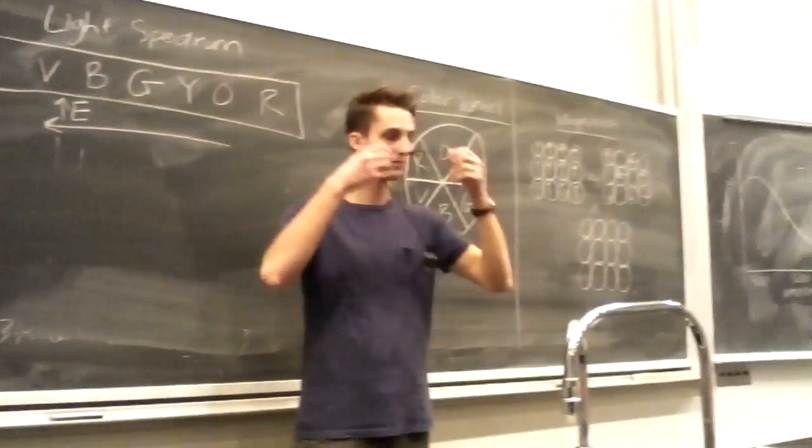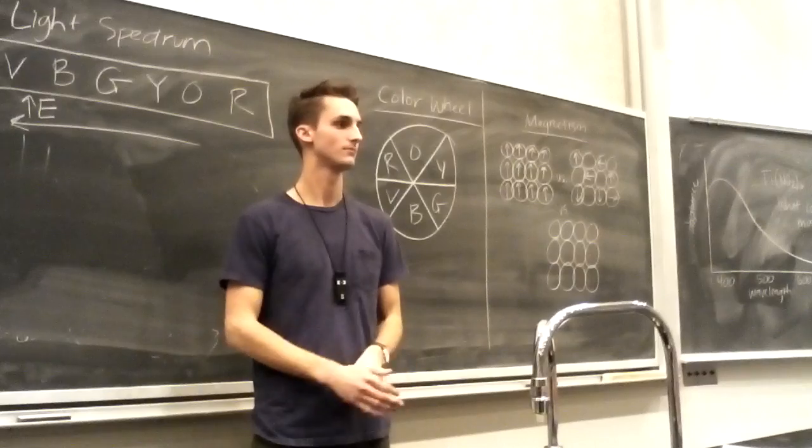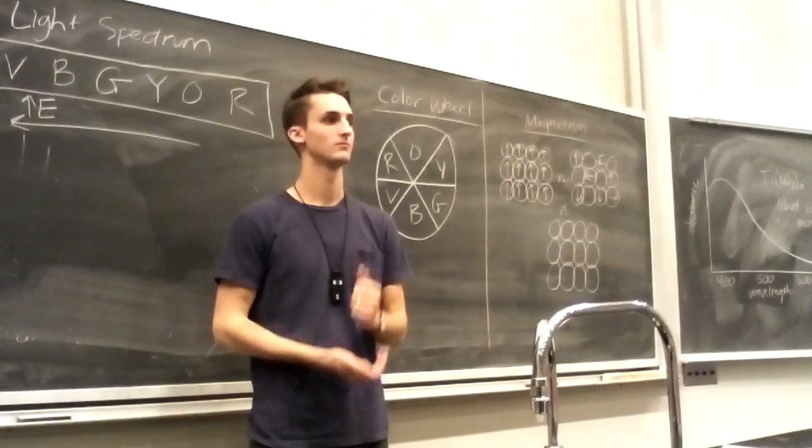Just real quick. So in order to be enantiomers, they have to be the mirror image of each other? Yes, they have to be the mirror image, and they do not superimpose.